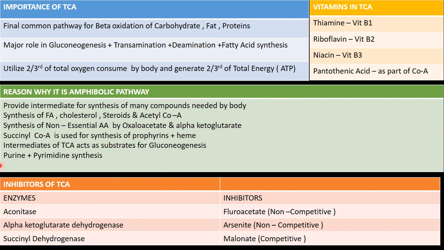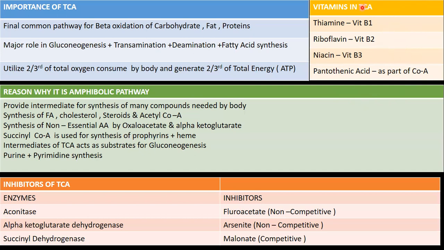So just read it out once over here. Then the vitamins concerned over here: thiamine, also known as vitamin B1, in the form of thiamine pyrophosphate. Then we have riboflavin, that is vitamin B2, in the form of FAD. Then we have niacin, that is vitamin B3, in the form of NAD. And then we have pantothenic acid as a part of coenzyme A. So you need to go through these vitamins also.